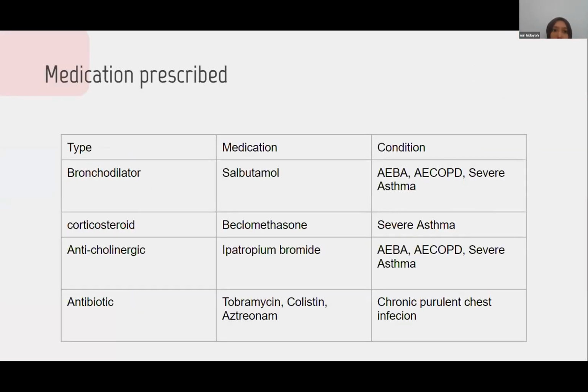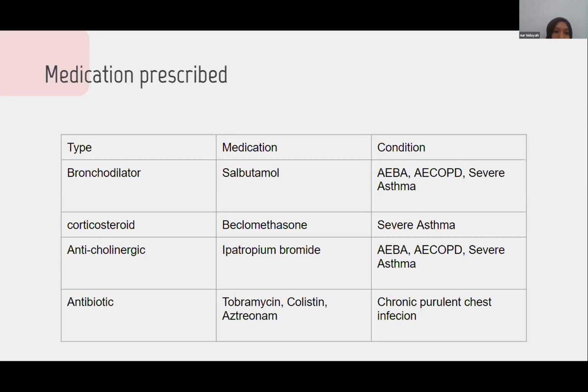Next, medication prescribed for nebulizer. There are 4 types. First one is bronchodilator. We give the patient salbutamol for acute exacerbation bronchial asthma, acute exacerbation COPD, and severe asthma. Next one is corticosteroid. We give the patient beclomethasone for severe asthma. Next one, anticholinergic. We give the patient ipratropium bromide, same condition as bronchodilator types.